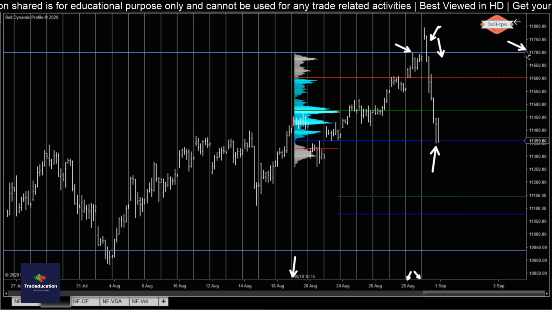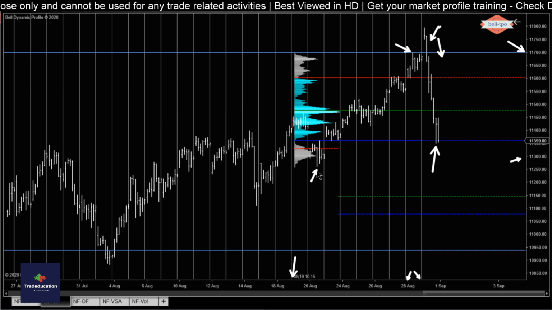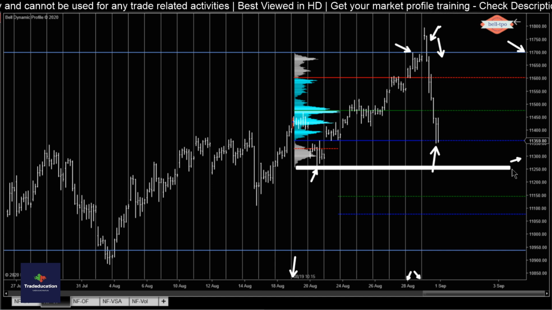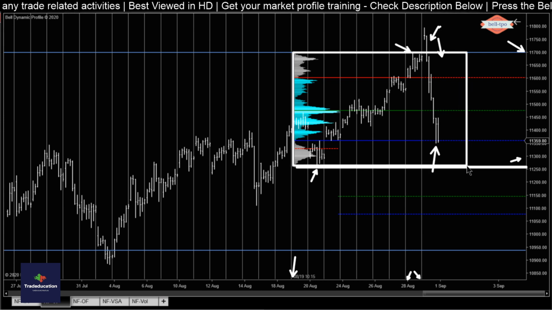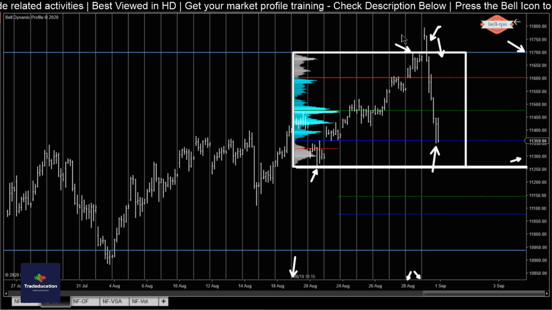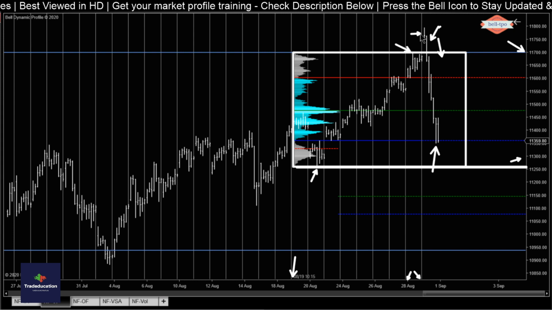So this is the balance, from 11,700 to 11,300. So this is the balance low. Let me just draw a line. Sorry, 11,250. So this is the bigger balance which was there. And what happened yesterday is the auction opened with a good gap up, but whoever bought there were all weak players, and the auction immediately moved down.